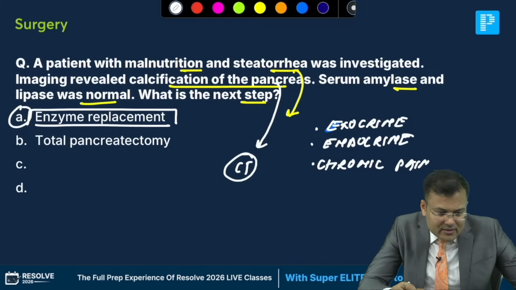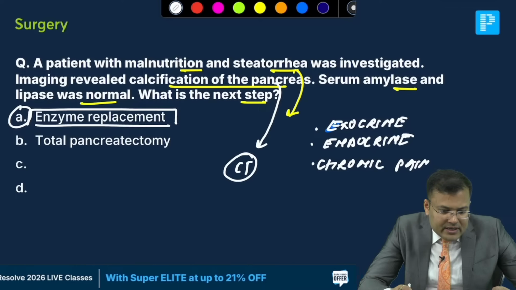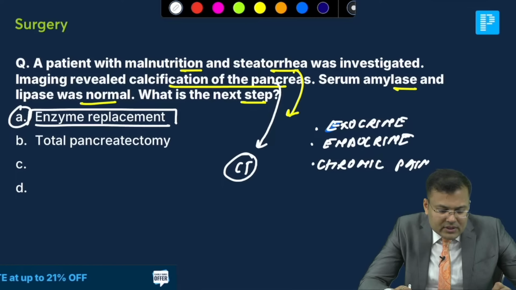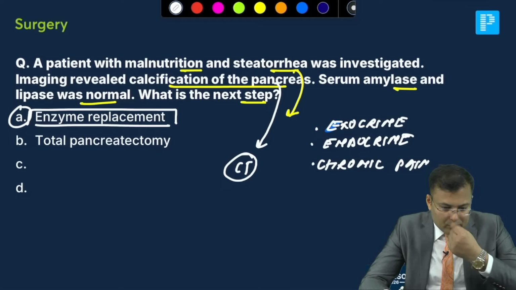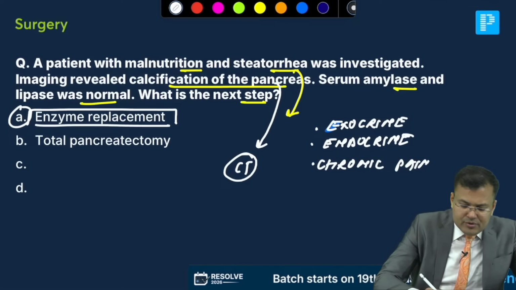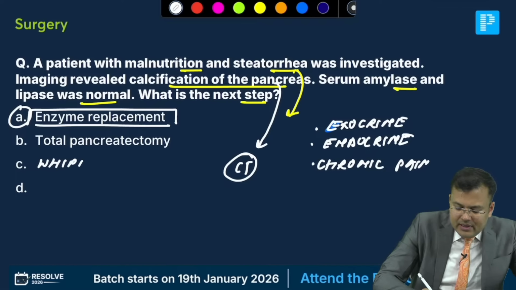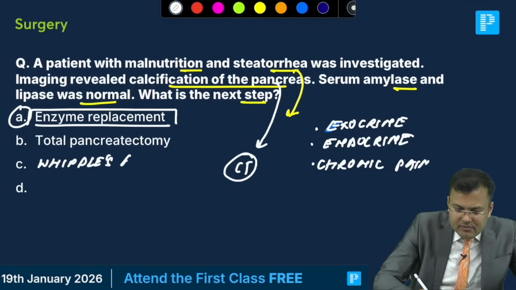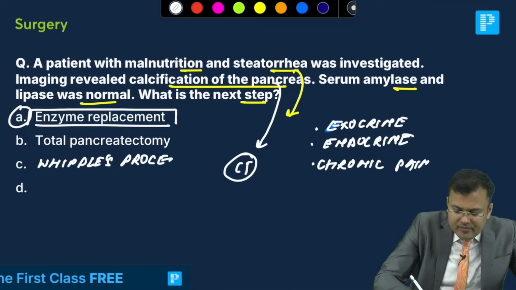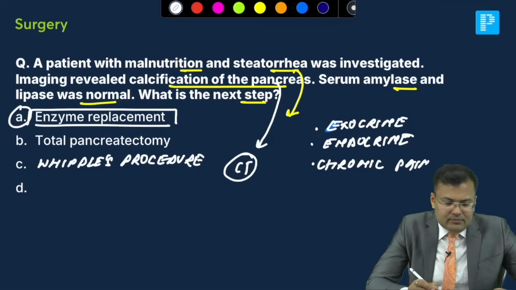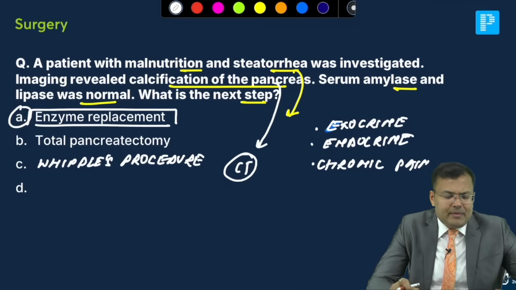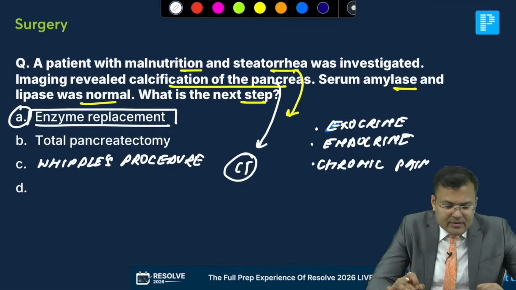What were the options? Shivani, Indra, Indu, what were the options? Whipple's procedure, no need to do Whipple's. Guys, we are not doing Whipple's here. Whipple's procedure should not be done. Okay? So here, preferably we go for enzyme replacement because the patient is having chronic pancreatitis.